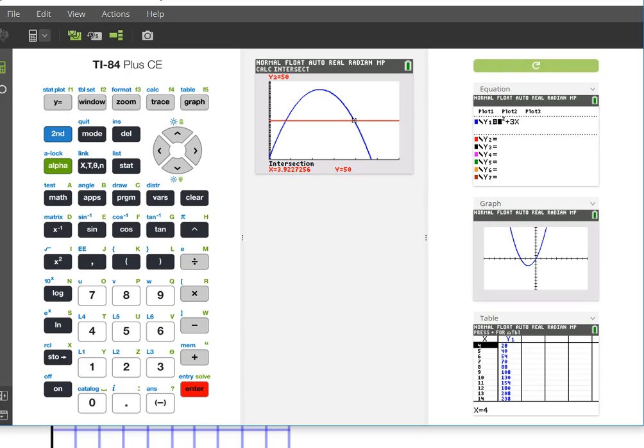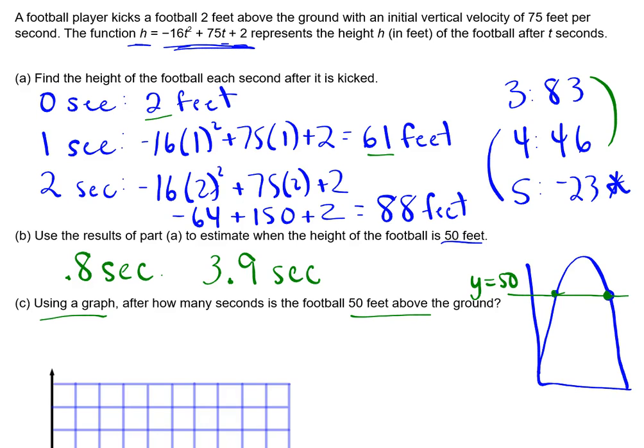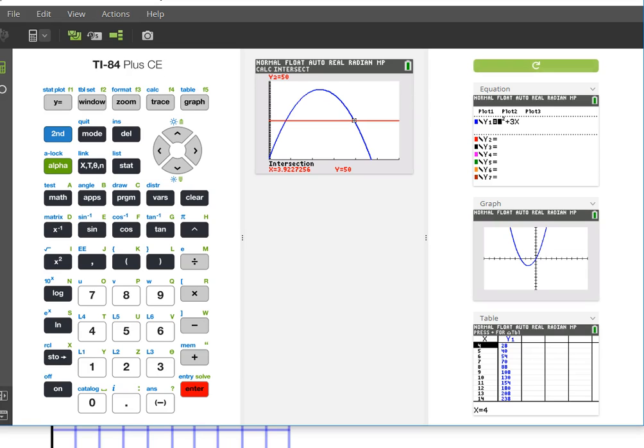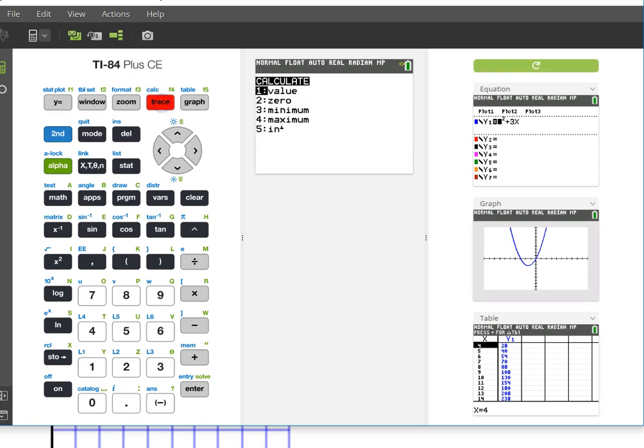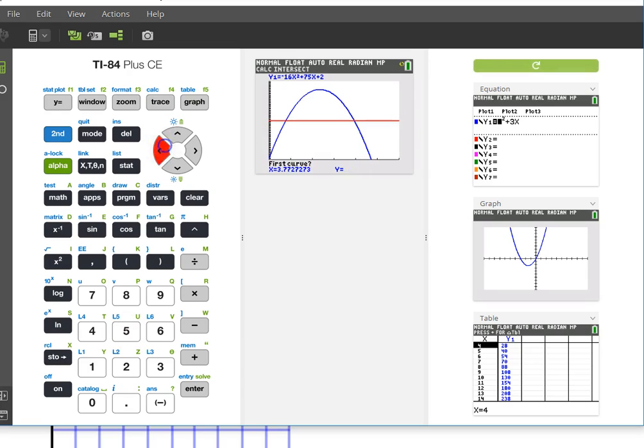Our intersection is at 3.9 and 50, so our guess was pretty good right there at 3.9. That's about where it hits. So it does hit at 3.9 seconds. And then we want to find that other point of intersection. So we're going to do second calculate again. We want to find the other point of intersection, so choose 5.